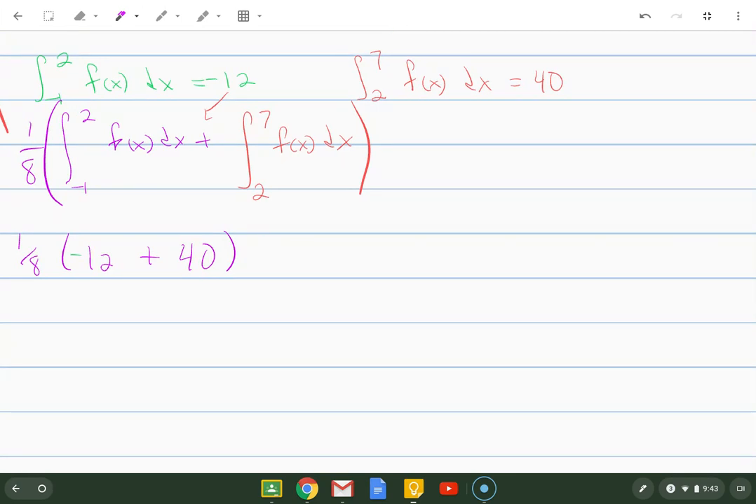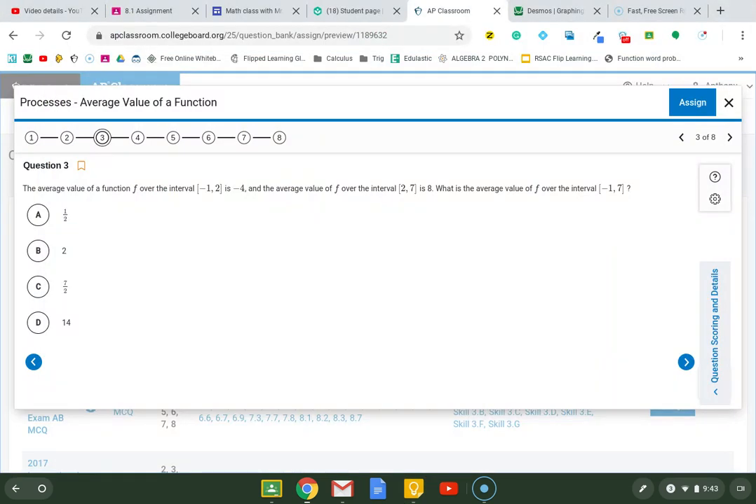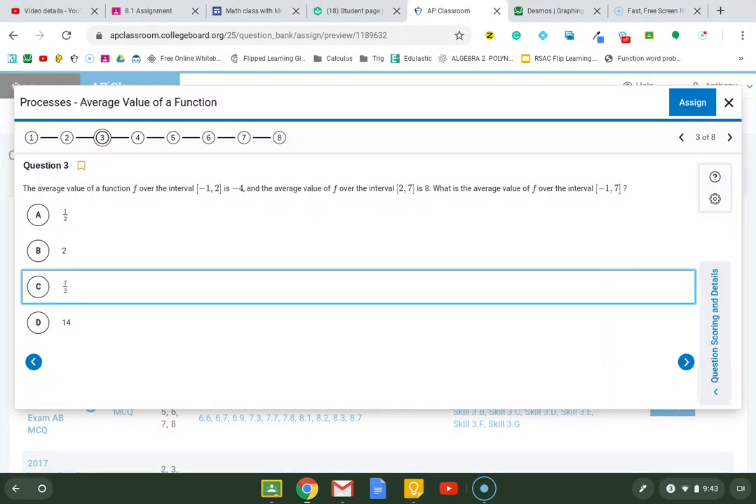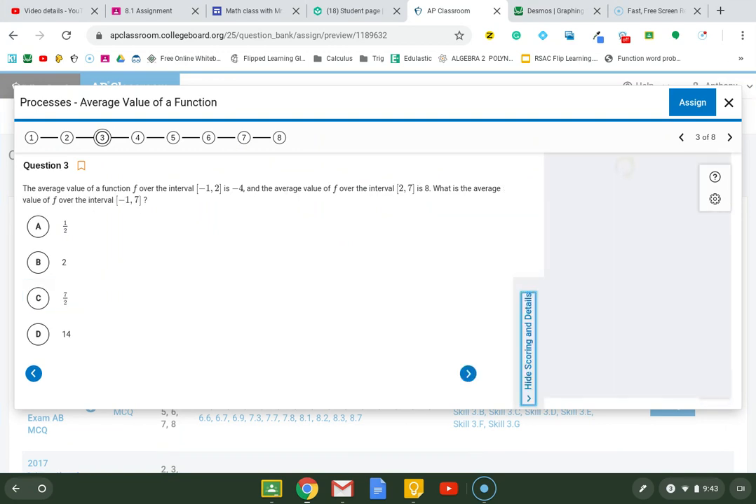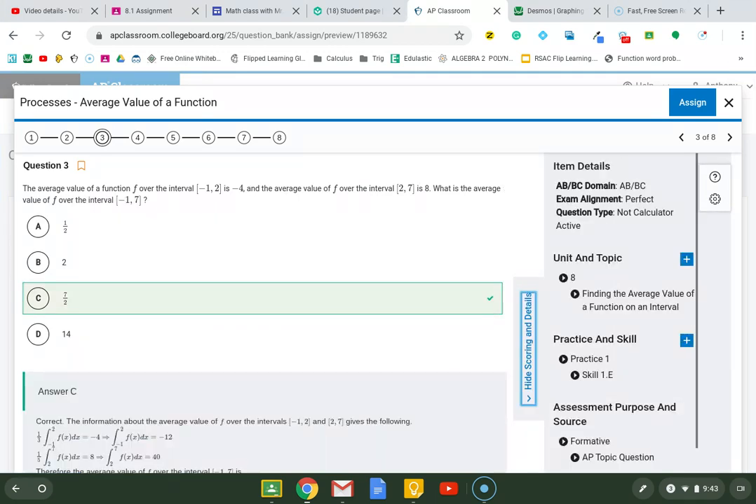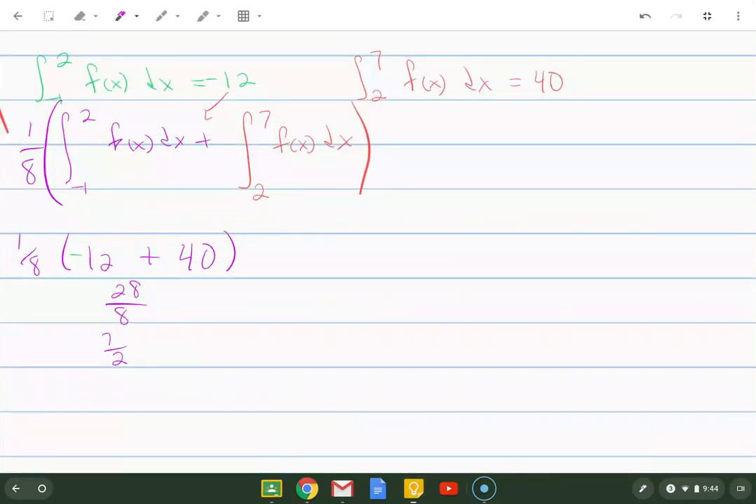-12 plus 40 is 28 over 8. Okay, reduce that, and they're both divisible by 4. We'll get 7 over 2. All right, so then we go back and check. 7 over 2, choice C, is going to be the answer that we want. C, there it is. Okay, so there's the work. Thank you very much, and good luck.